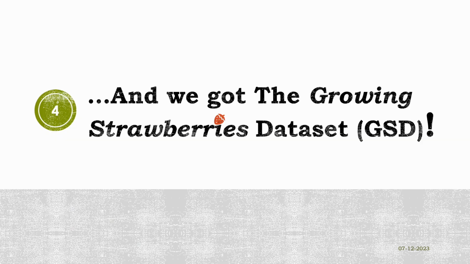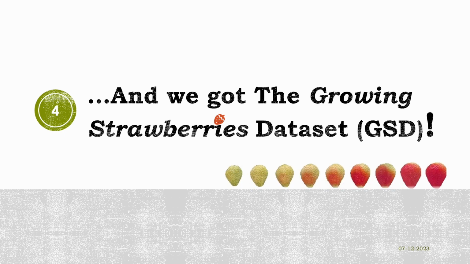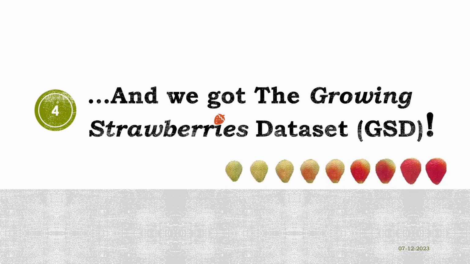We screened out the bright and clear images, and sent them to rounds and rounds of annotation and correction. After that, we got the Growing Strawberries dataset. A GSD object looked like this. It records the growth of strawberries from a baby to a mature red one.